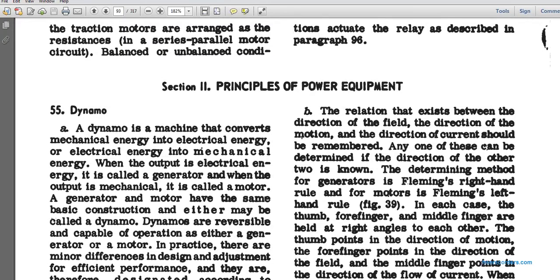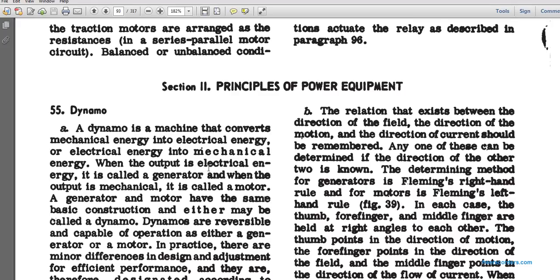Section 2, Principle of Power of Equipment 555, the dynamo. It's a machine that converts mechanical energy into electrical energy or electrical energy into mechanical energy. When the output is electrical energy, it is called the generator.